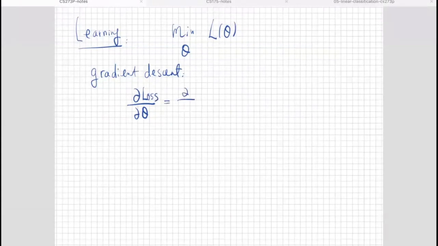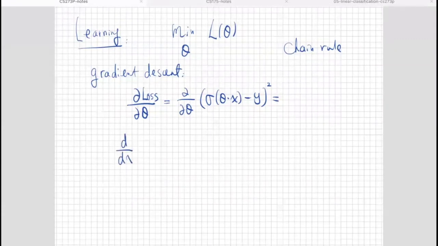Which means I want to calculate the gradient of this function here, sigma of theta dot x minus y, take the square of that. How do we calculate the gradient of this? Well, I can simply apply the chain rule from calculus. The chain rule says this: if you want to calculate the derivative of a function f of x, but you have another function outside of it, g of f of x, and maybe something even outside that, say another function, so you have multiple layers of that, how do you calculate the gradient of this function with respect to x?